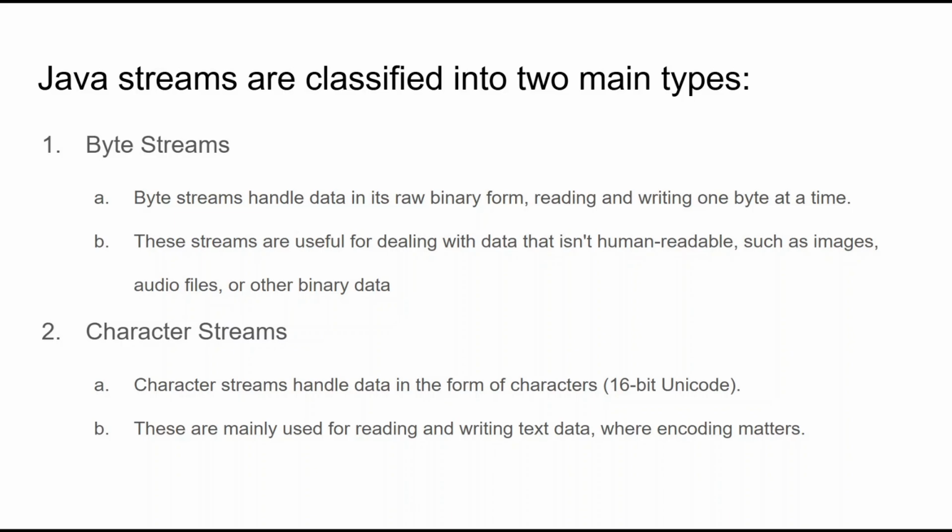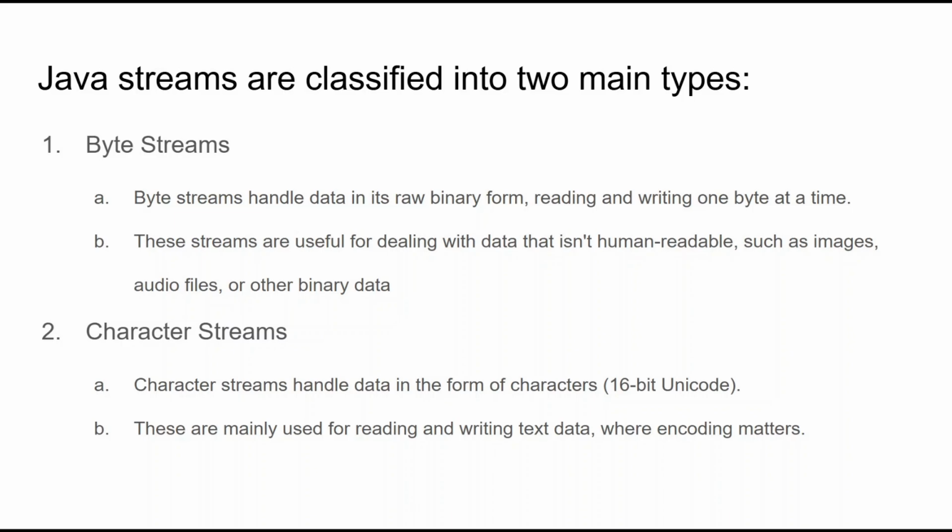What do we mean by a byte stream? Byte streams handle data in a raw binary form, reading and writing one byte at a time. These streams are useful for dealing with data that isn't human readable, such as images, audio files, or other binary data.